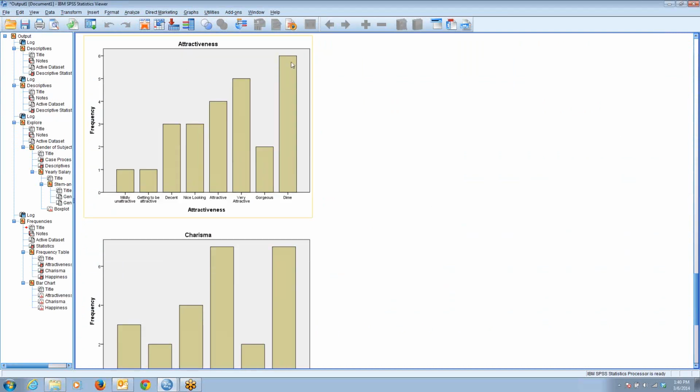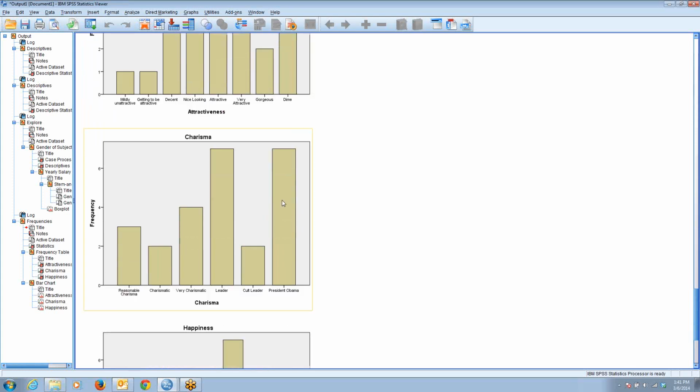Now, what we have is, in our sample, on attractiveness, maybe some overly generous people said that out of the total sample, 6 were at the dime level. Or maybe it could be that we're just more likely to think of an attractive person when asked to fill out a survey about someone we know. But as you can see, it appears that the people in our sample were more attractive rather than less attractive.